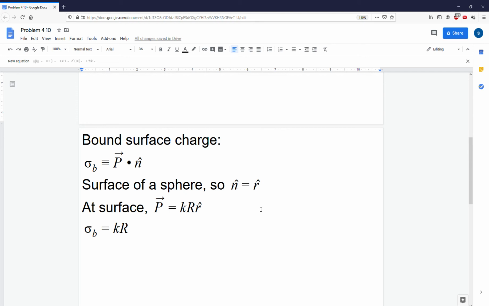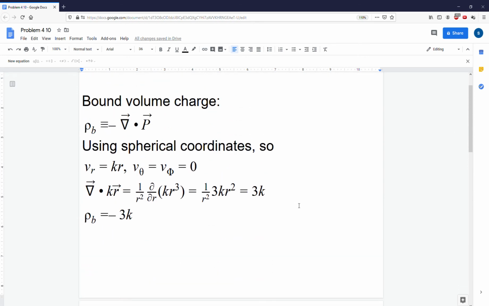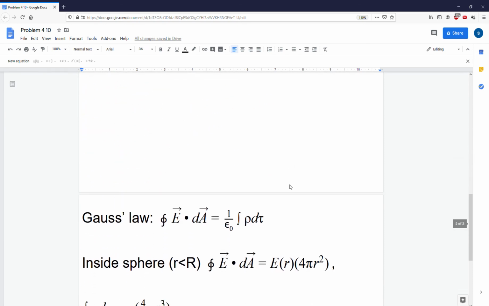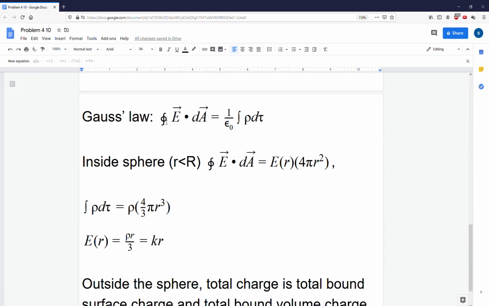Part B, find the field inside and outside the sphere. We could do this through integration, but we've seen a problem like this before. This is a sphere with a constant charge density, so we can probably more easily use Gauss's law to solve this. Recall Gauss's law: the total surface integral of the electric field is equal to 1 over epsilon naught times the total enclosed charge.